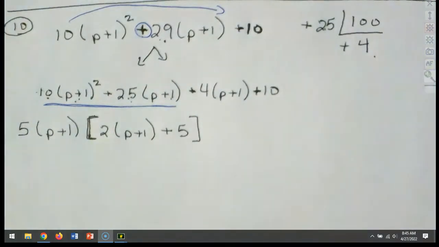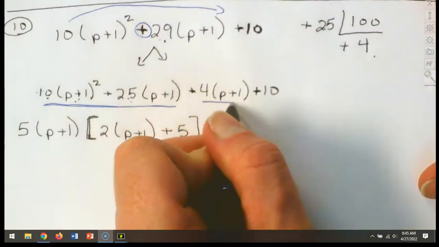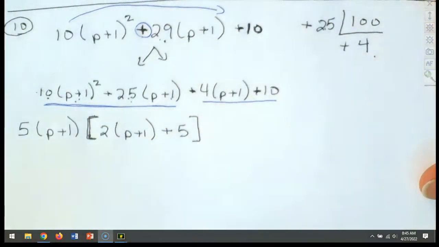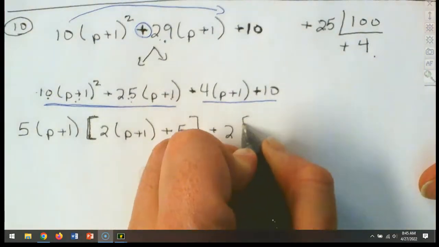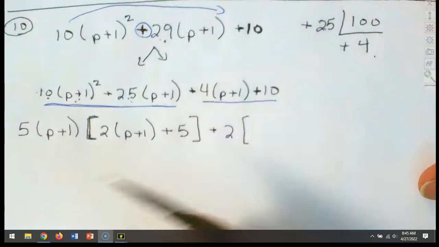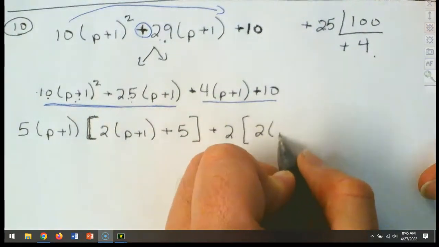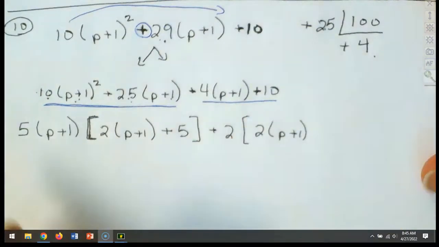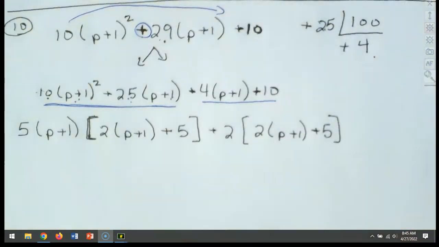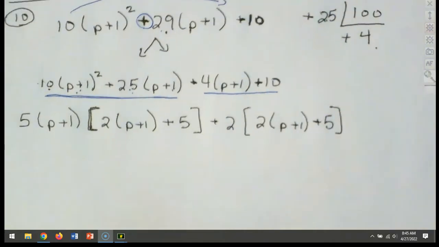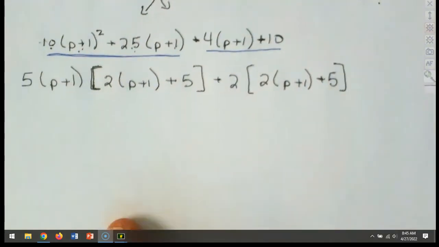Now we repeat the process on the next two pieces. And so 4 and 10, they have a 2 in common. That's going to leave you with 4 divided by 2 is 2 times p plus 1, and 10 divided by 2 is a 5. And again, this is one of the more difficult problems that we have, just because it's hard to keep track of everything. So we're at this point.